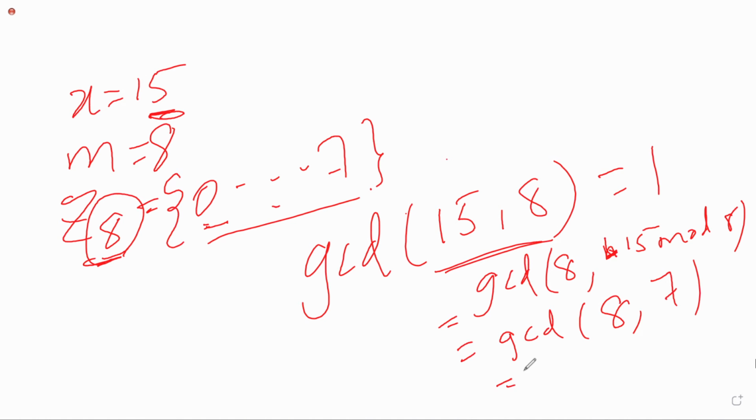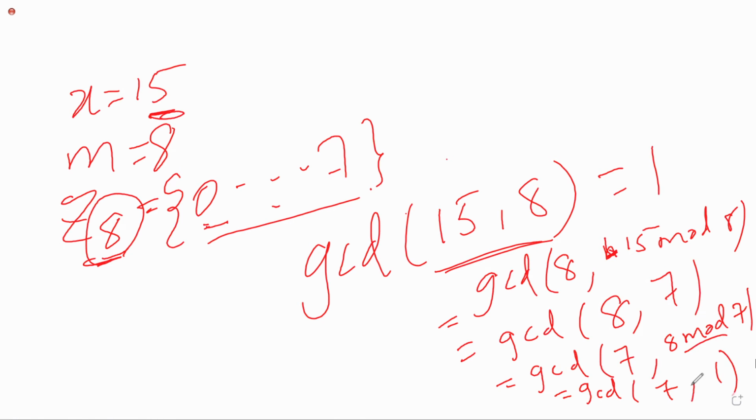GCD of 8 comma 7 is nothing but GCD of 7 comma 8 mod 7. 8 mod 7 is 1, so GCD of 7 comma 1. Then GCD of 1 comma 7 mod 1, that is 7 mod 1 is 0. So GCD of 15 comma 8 is 1, isn't it?